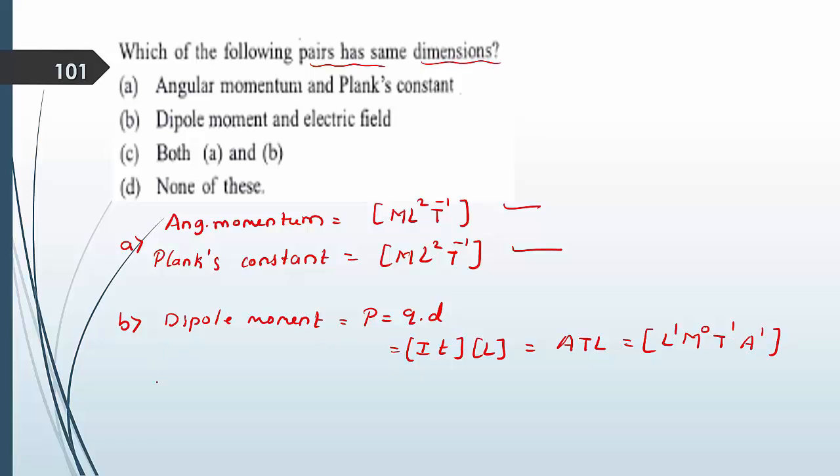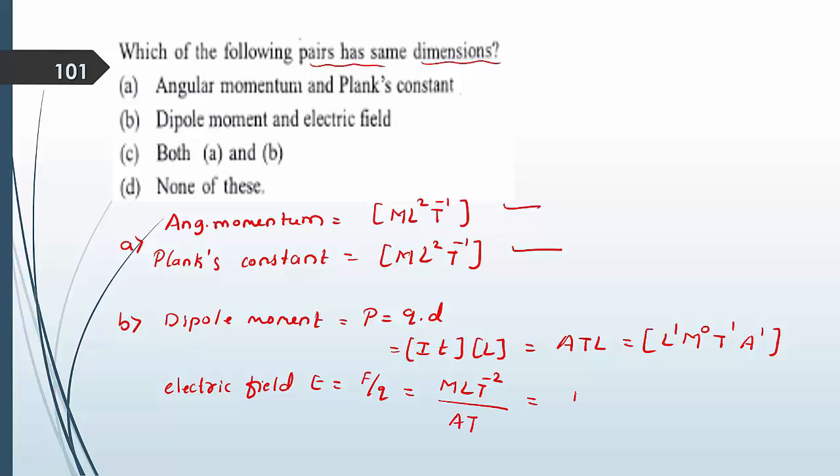Now, the second term is electric field. Electric field is given by the equation E equal to F divided by Q. So F is M L T raised to minus 2. Charge Q is A into T.